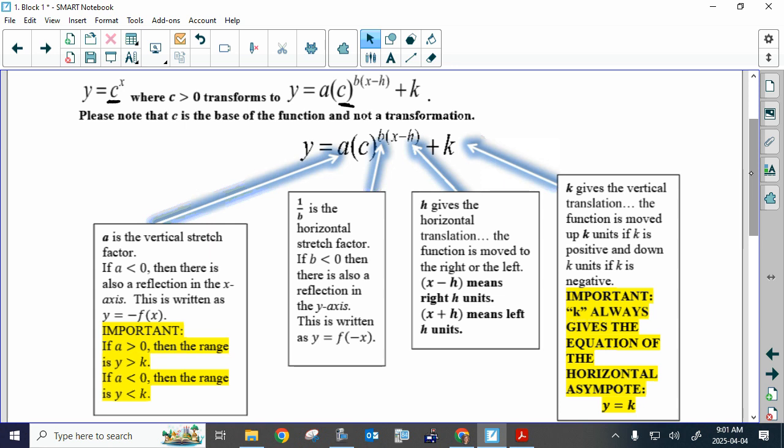Now guys, we had a horizontal asymptote at y equals 0. We can't stretch 0. When you multiply 0 by anything, it still stays 0. So you can't stretch 0. But what can we do? We can translate it up or down. Okay? So what happens here is you're going to recognize that whatever your K value is going to give you the equation of your horizontal asymptote.